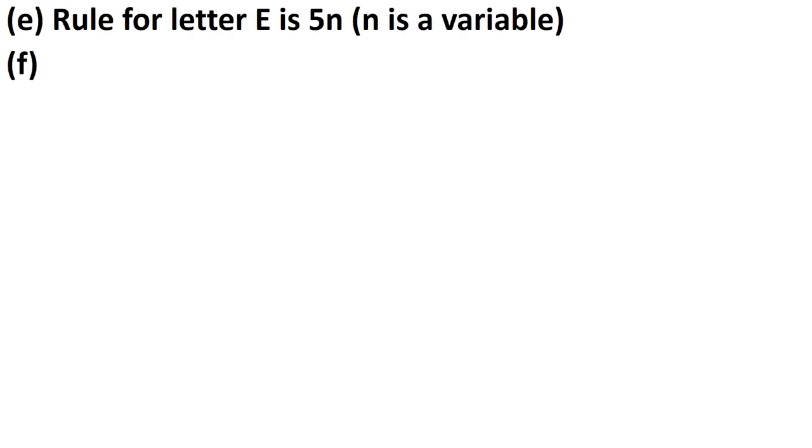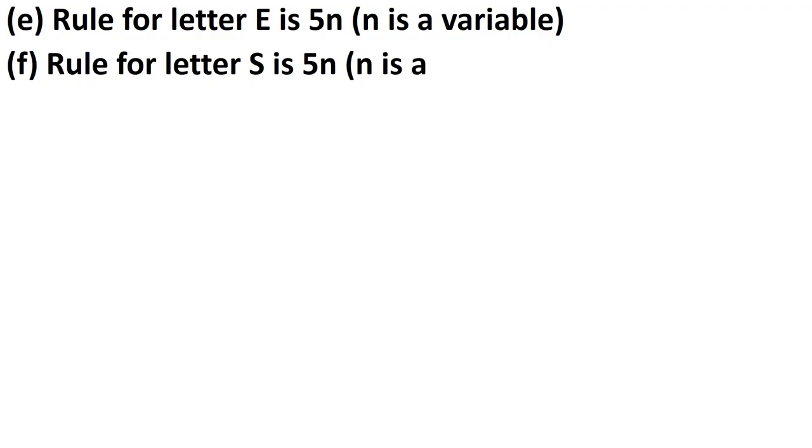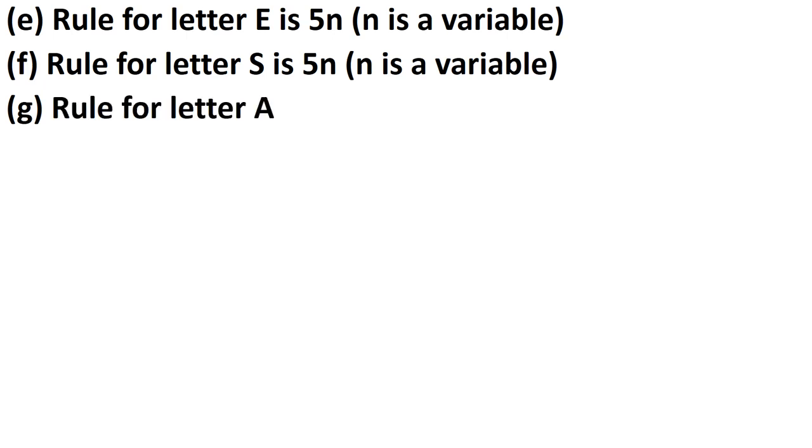Now the rule for letter E is 5n, where n is a variable. The rule for letter S is 5n, where n is a variable. The rule for letter A is 6n, where n is a variable, because in letter A we are using 6 matchsticks in 1, and the number of times we are making all the letters is n times. Okay, you can take X also, C also, S also, it's your choice.